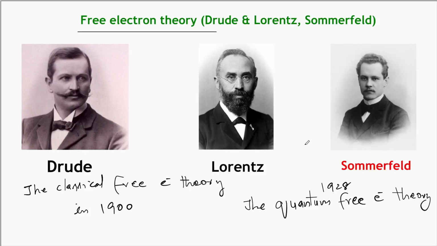In this video, we have started by stating that there are two different free electron theories. The first one is the classical free electron theory, which was proposed in 1900 by Drude and Lorentz, and in 1928 the quantum free electron theory was proposed by Sommerfeld.